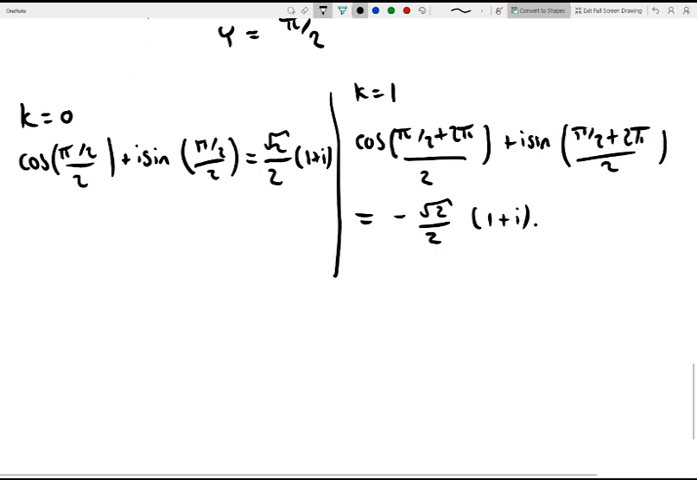So we have our roots here. The root of i is equal to plus or minus root 2 over 2, 1 plus i, which is completely consistent with our example above.